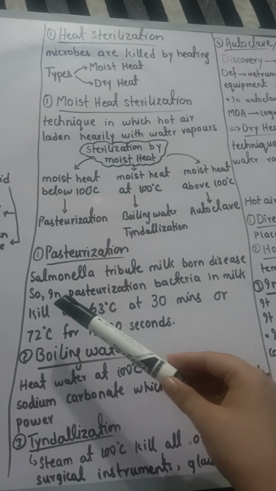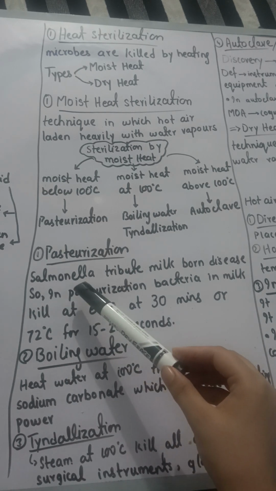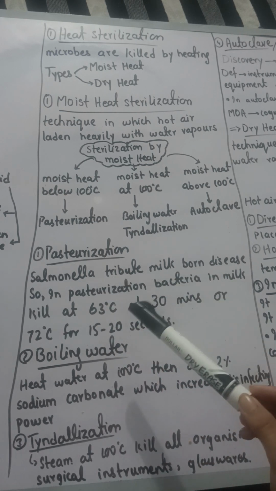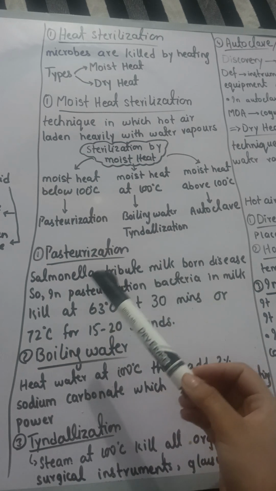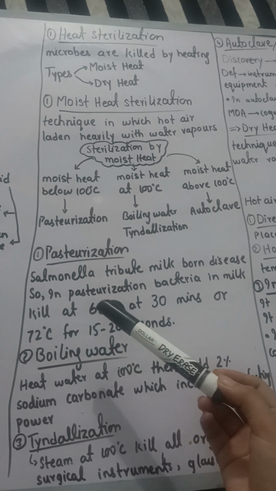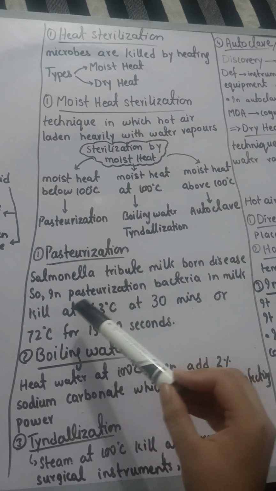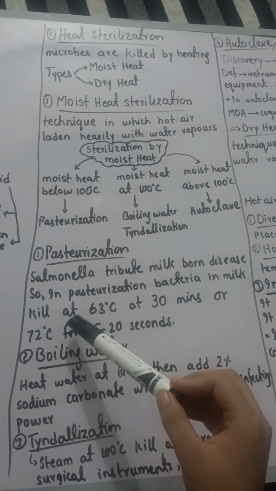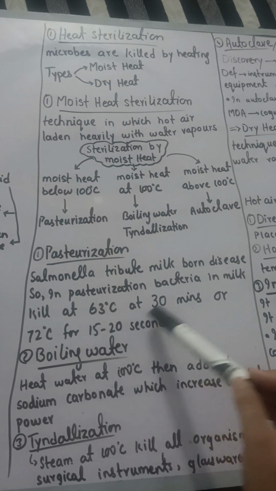First is pasteurization. A bacterium called Salmonella is present in milk. It causes milk-borne diseases, the diseases which are caused due to milk. So in the milk, this bacterium is causing the diseases. So what we do is pasteurize that milk in order to kill this particular bacterium. In pasteurization, you kill this bacterium at 63 degrees centigrade mean temperature for 30 minutes.